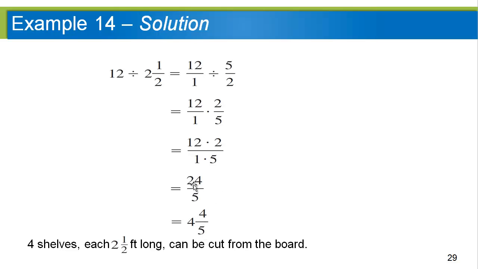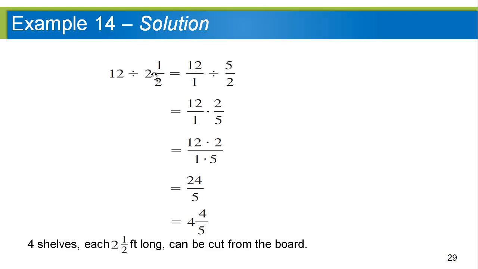Because to go from an improper to a mixed, we just have to do the long division. 24 divided by 5, it goes in there 4 times. 4 times 5 is 20. 24 minus 20 is 4, and we get a remainder of 4/5. So 4 4/5, which means we have 4 shelves and then 4/5 left over. But what is that? Does that mean we have 4/5 of a foot left over? No, we have 4/5 of a shelf, right? We have 4 4/5 shelves.